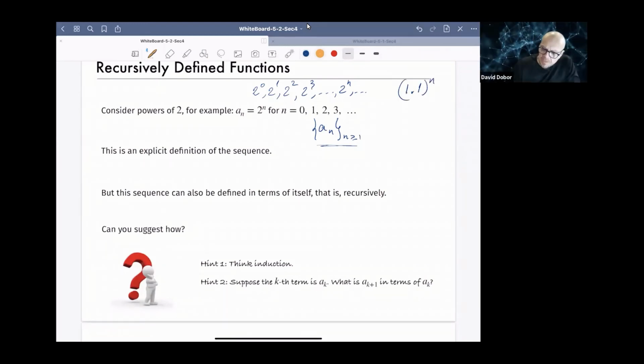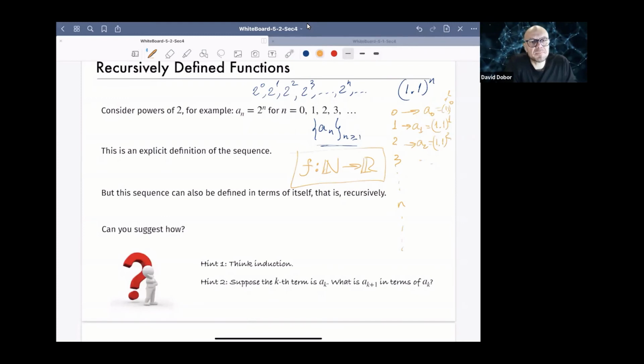Yeah, exactly. So here's your domain: 0, 1, 2, 3, and so on. 0 is mapped to a sub 0, which in this case is just 1, 2 to the 0th power. That's just 1. 1 is mapped to a1, which is 2 to the power of 1. A sub 2 is mapped to 2 squared, and so on. So what you have is a mapping from the natural numbers like 0, 1, 2, 3, 4, to the real numbers. In that sense, it's a function. It's nothing but a function, right?